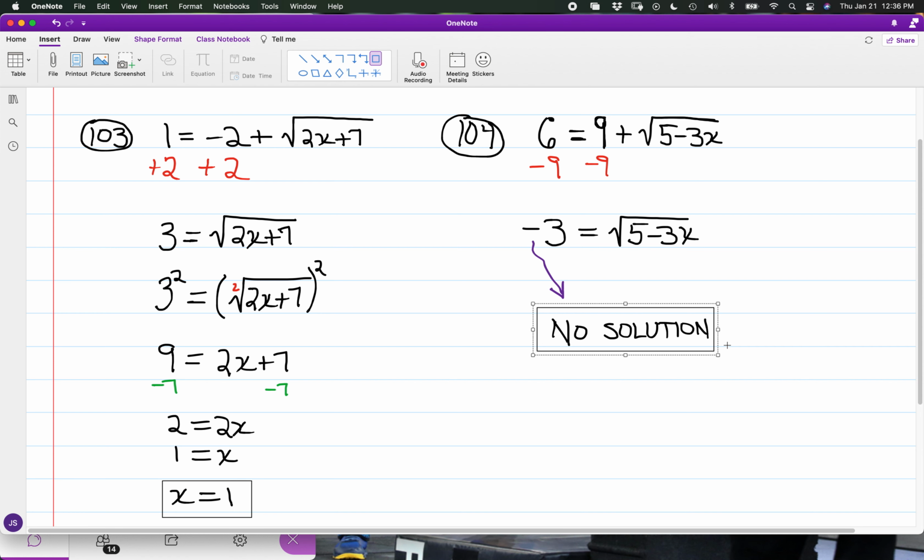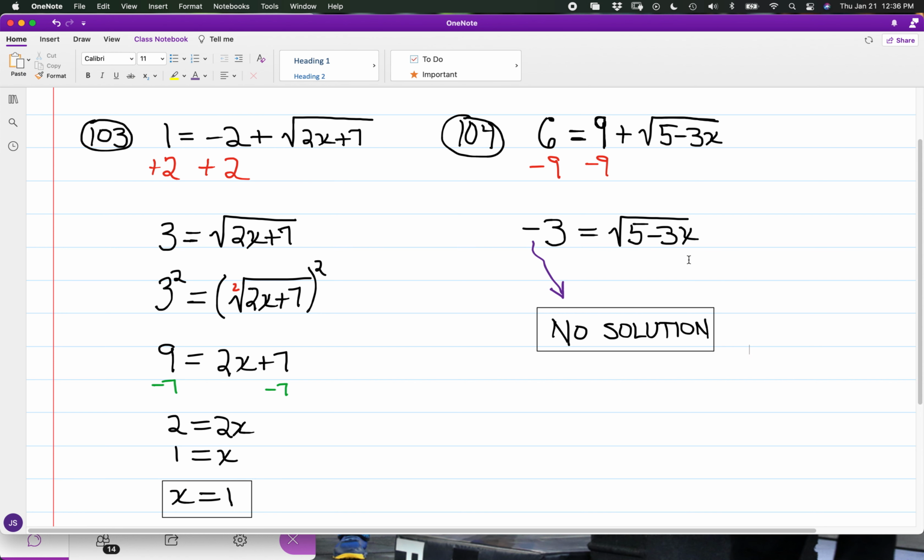Again, now you could square both sides and have an apparent solution for x, but if you were to put it back into the original equation, the right-hand side would be a value that is different from 6.